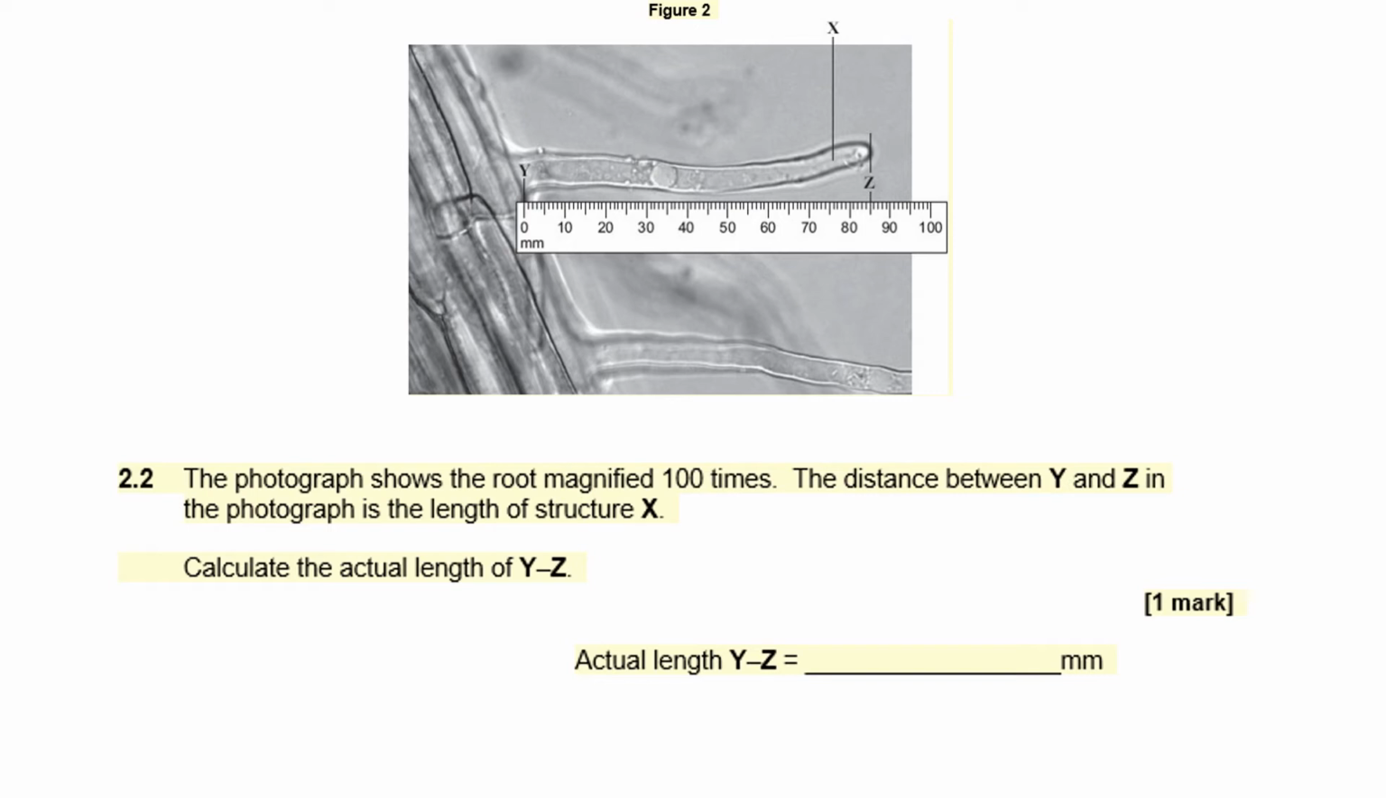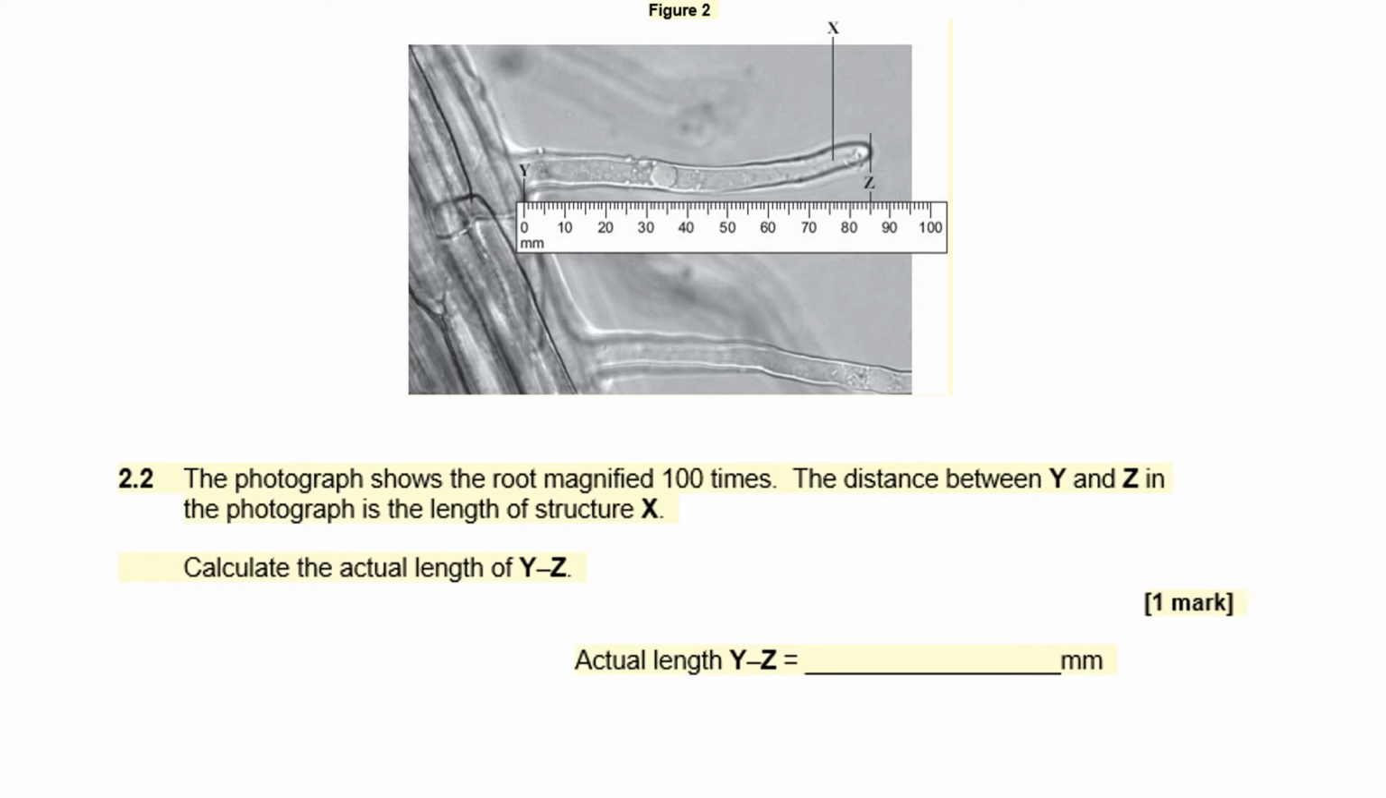Now what you have to do for this is going to be quite straightforward. How do I know it's going to be quite straightforward? Because it's worth 1 mark. So if you see a math question where it's only 1 mark or even 2 marks, don't overcomplicate it. So we need to use the ruler that they've given, and we need to measure the length from Y to Z. And we can see that that is 85 millimeters.